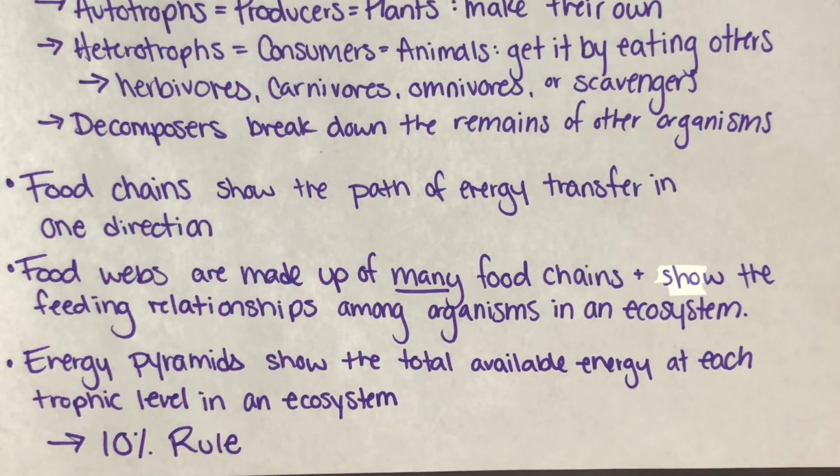Food chains show the path of energy transfer in one direction, and food webs are made up of many food chains and show the feeding relationships among organisms in an ecosystem. Remember, the arrows represent the energy, and the energy transfer always goes from the consumed to the consumer. Energy pyramids show the total available energy at each trophic level in an ecosystem and give us the 10% rule, which tells us that 10% of the energy in an ecosystem moves on to the next trophic level.